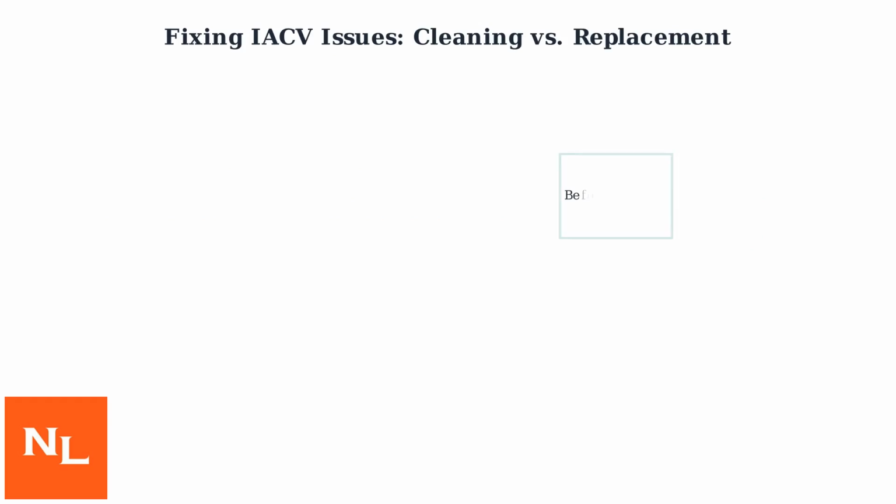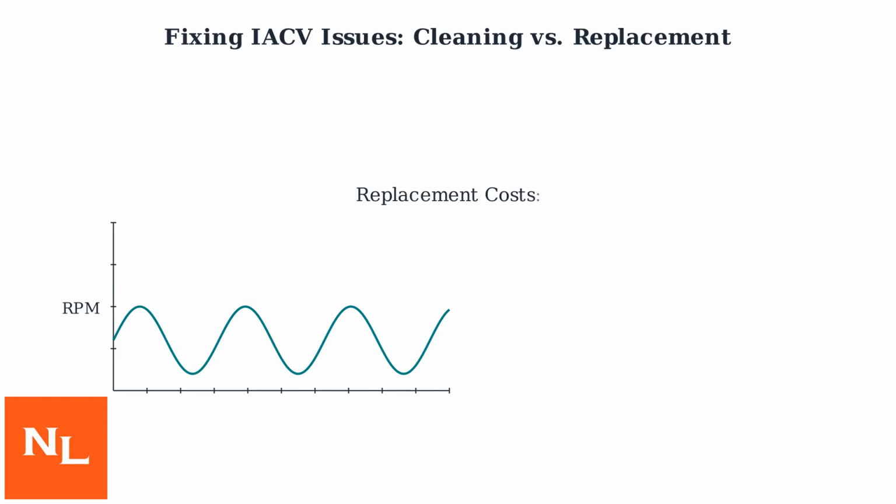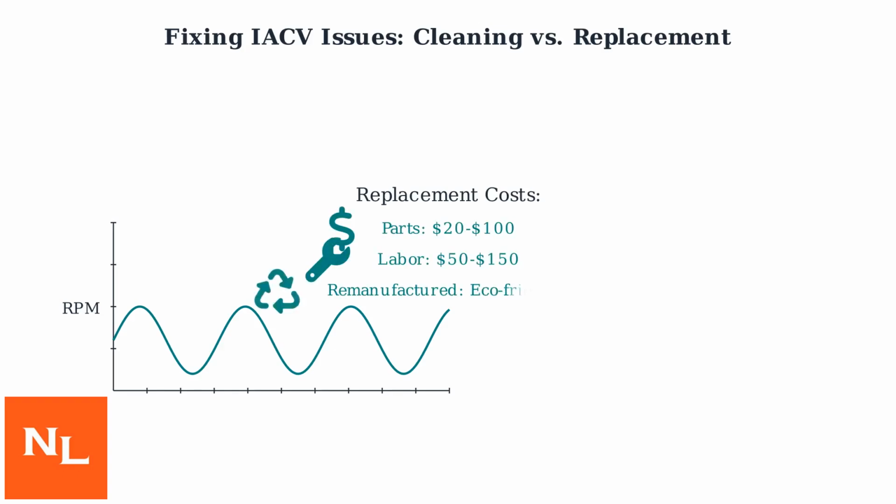Minor IACV issues, such as carbon buildup, can often be fixed by cleaning the valve with carb cleaner. This involves removing the valve, spraying it with cleaner, and reassembling it. For severe faults that cleaning can't resolve, replacement is necessary.